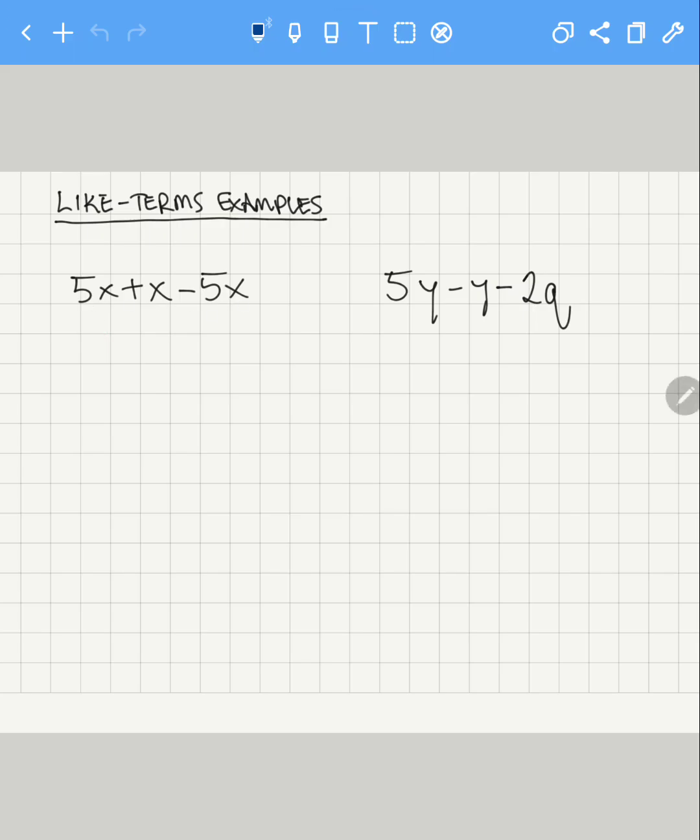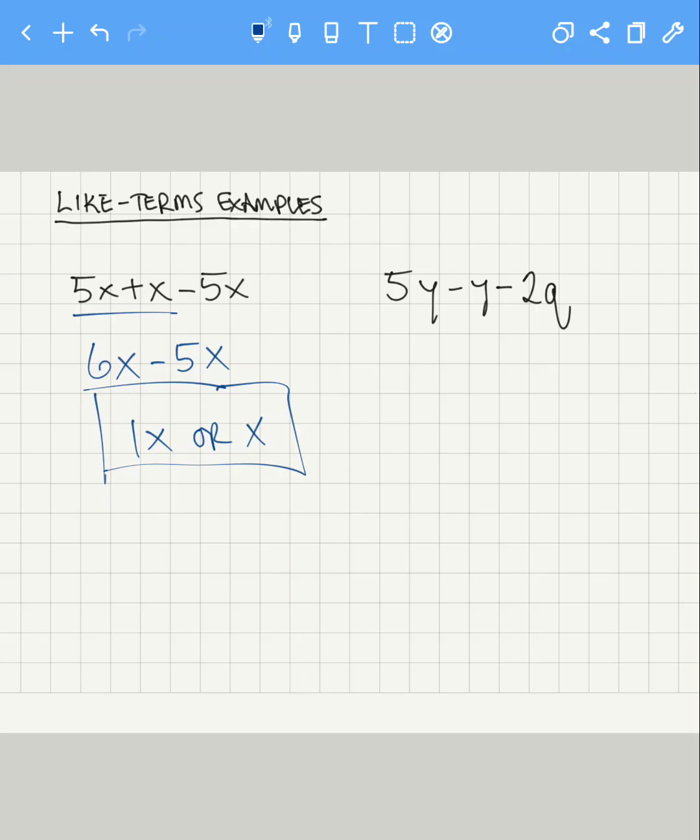Now we see that all these terms have an x in it, which means we'll be able to use all of the terms. 5x plus an x will give you 6x. And then we're going to drop down that minus 5x. If you have 6 x's and you take 5 x's away, that'll give you just a single x. You can have that as 1x or x. They mean the same thing.